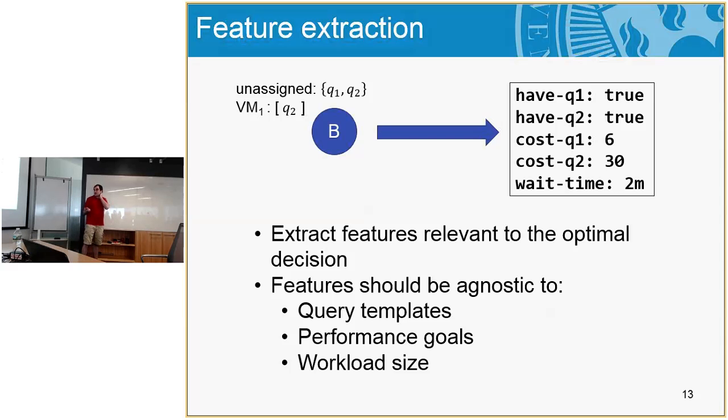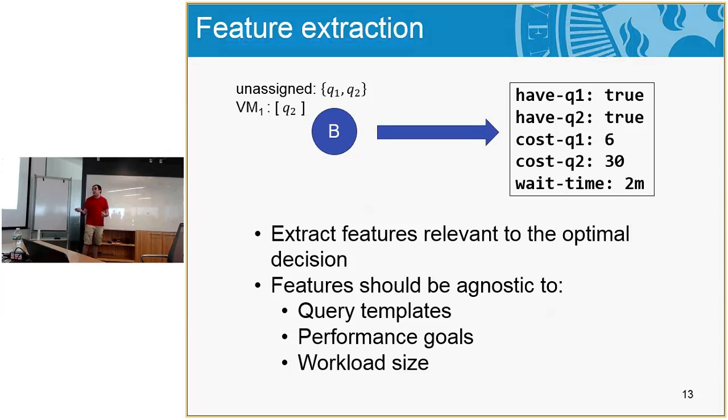Second, we know that the features need to be unique to the performance goal. So one of the features that we tried was, what's the average latency so far? That feature was really, really good when we had an average latency SLA, but it was really not great. It didn't help at all when we had a total latency SLA or a percentage-based SLA.